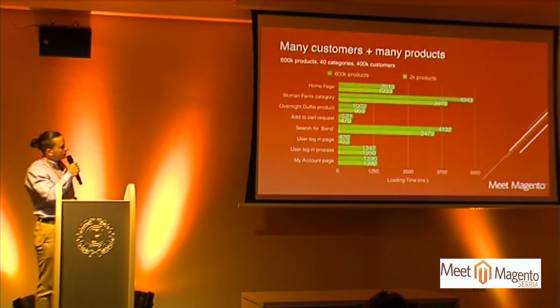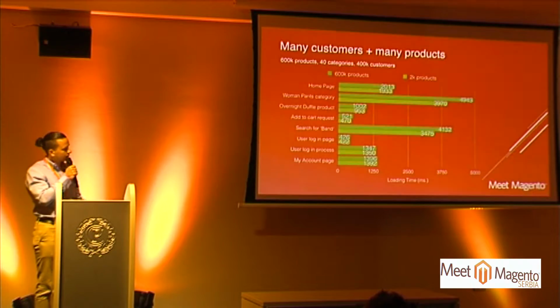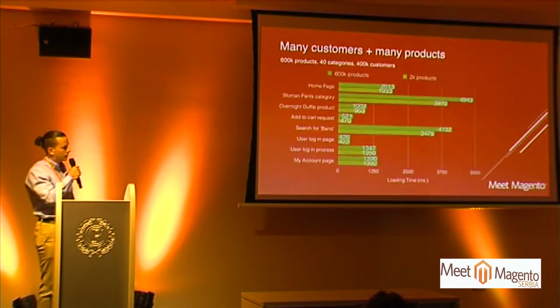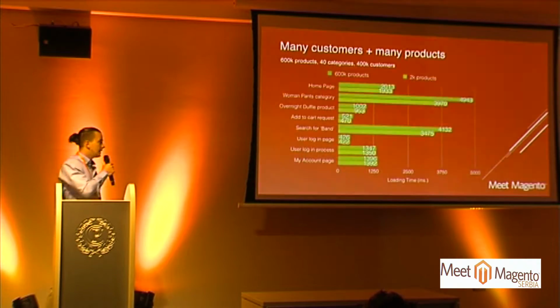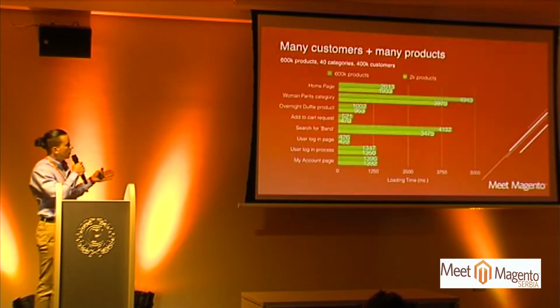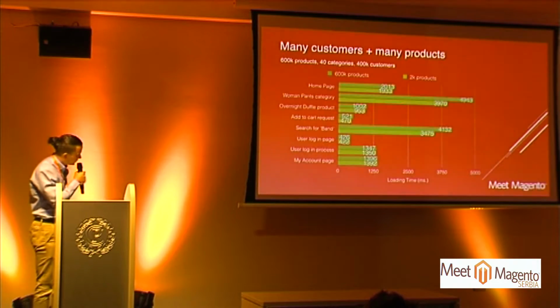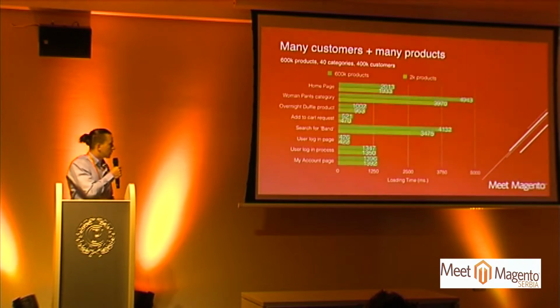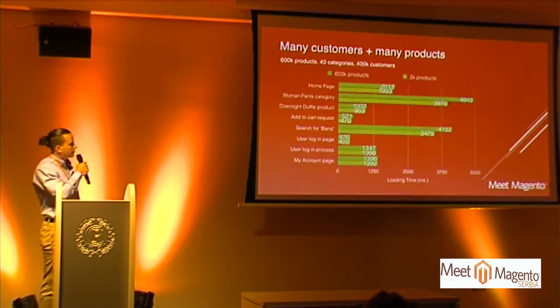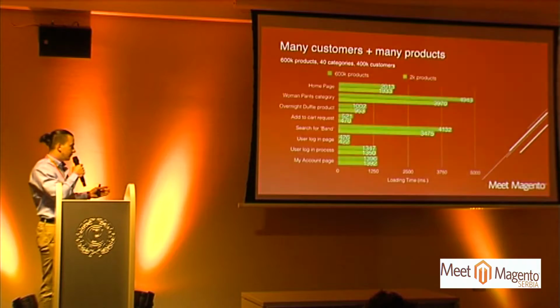So when we work with products, we need to work with EAV structures, we need to load collections, and we have really complex requests with subsequent requests, with joins, etc. And we have products on the home page, on the category page, and obviously on the search result page. That's why these pages are much slower in comparison with few products.